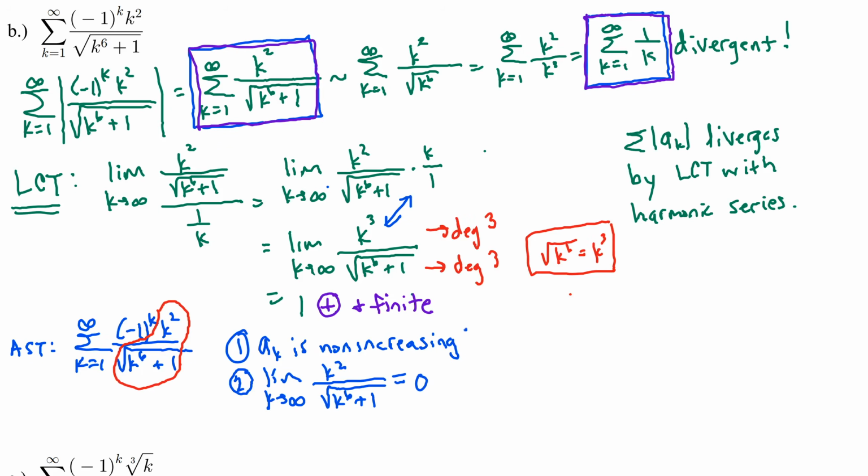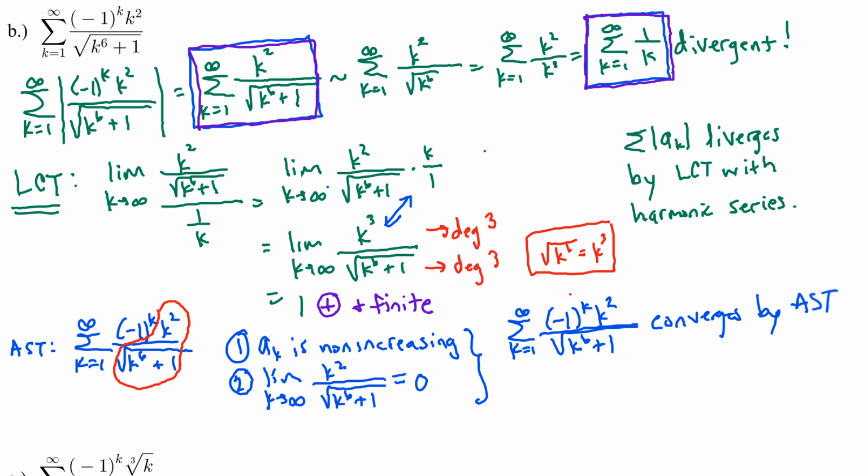So we have verified both parts of the alternating series test. It's non-increasing, the limit of a sub k is 0, so the alternating series test indicates that the alternating series converges. So therefore, the series from k equals 1 to infinity of negative 1 to the k times k squared over the square root of k to the 6th plus 1 converges by the alternating series test.